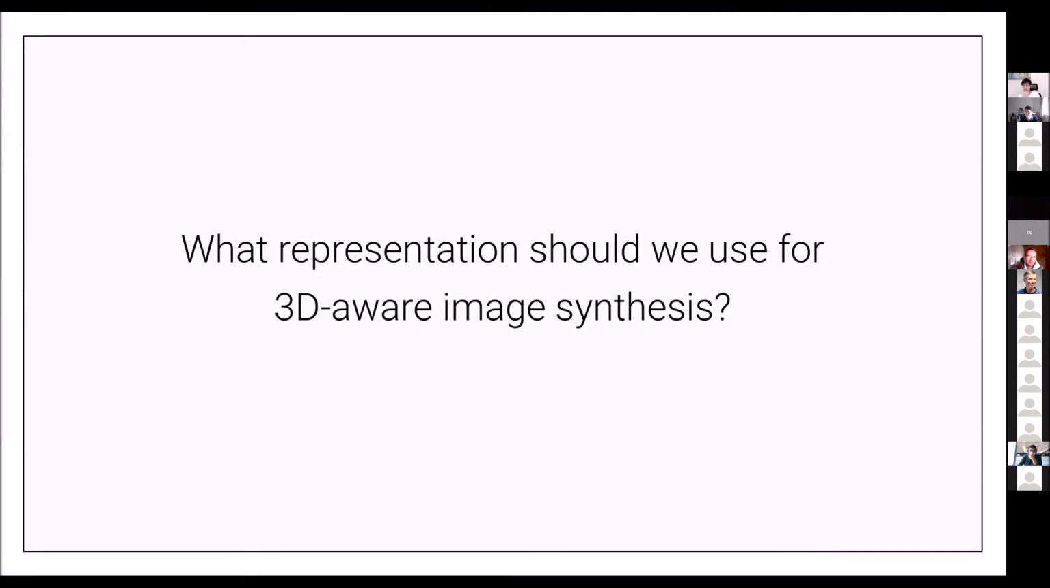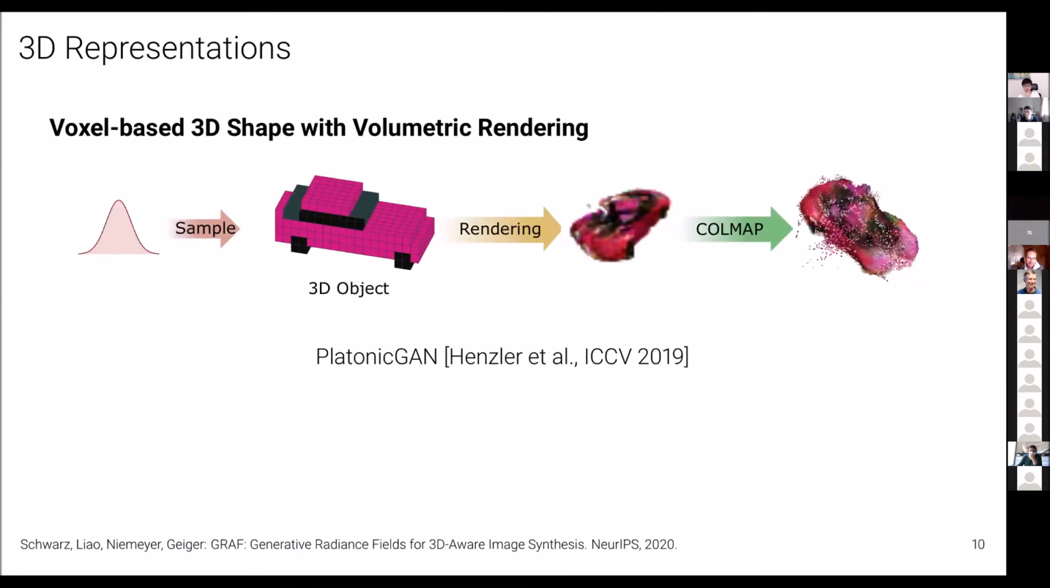The first question that we have to answer here is, what representation should we use for 3D-aware image synthesis? In the past, different representations have been tried. For example, PlatonicGAN uses a voxel-based 3D shape representation and a volume rendering step. So a latent code generates a 3D object in terms of a volumetric voxel-based representation that's then rendered into an image.